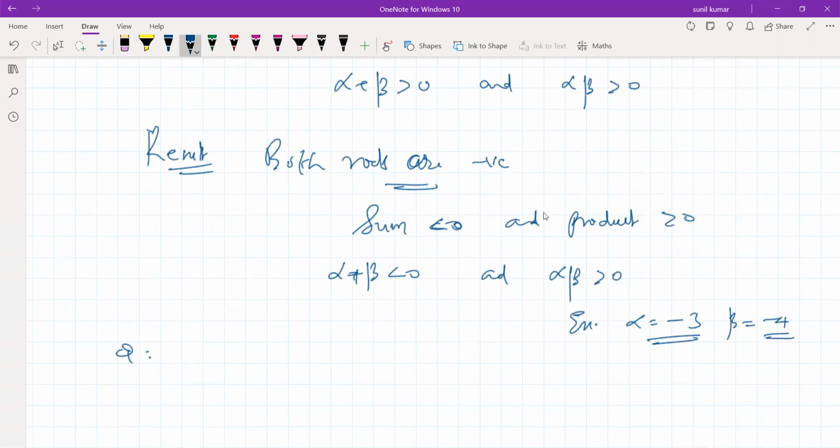Both negative. Both are negative. In both negative, we have the surety is there.